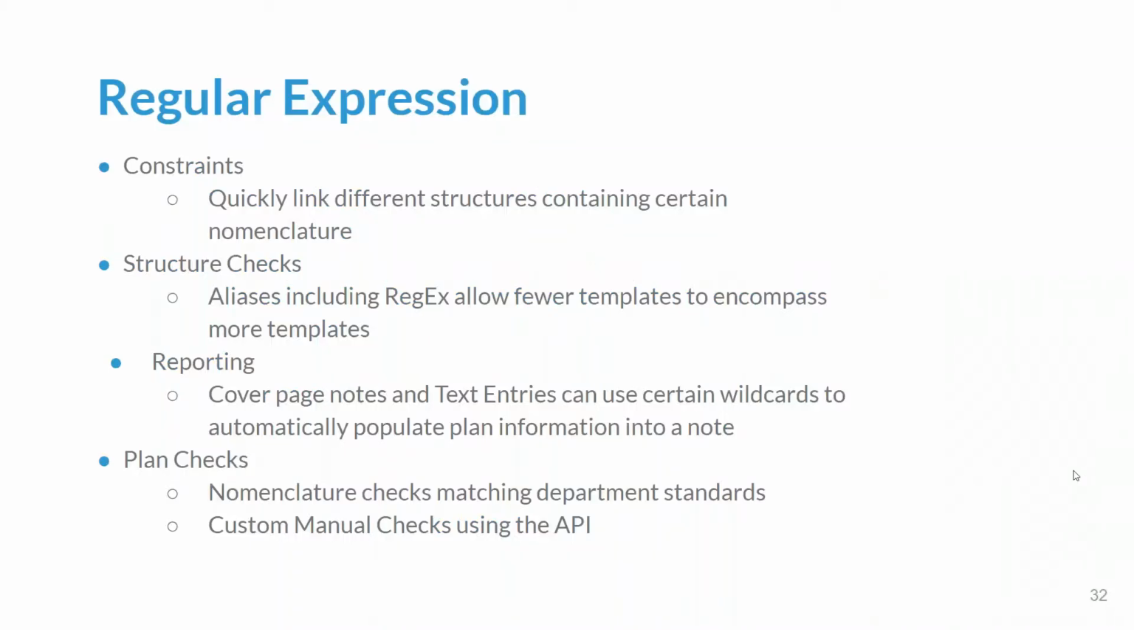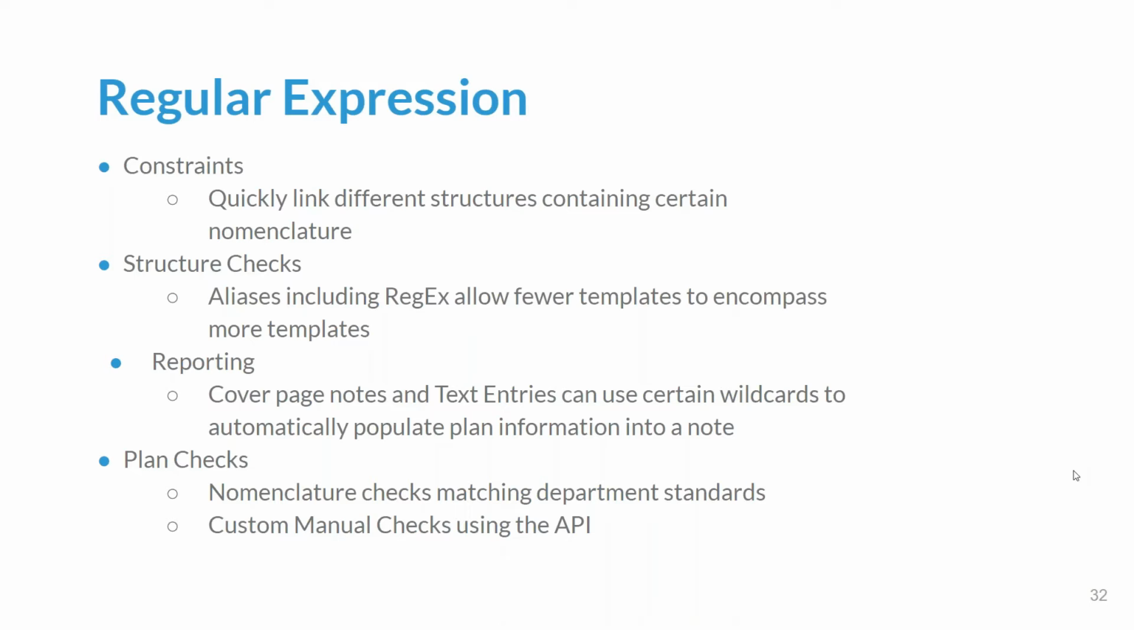With constraints, you're going to be able to quickly link different structures containing certain nomenclatures, the same way you can do that for structure checks. With aliases, you're going to be able to plug in some regular expression strings to hopefully account for different naming of structures, so you don't have to spell out each individual other version of a structure. You can just use RegEx and it'll do it all with that entry.